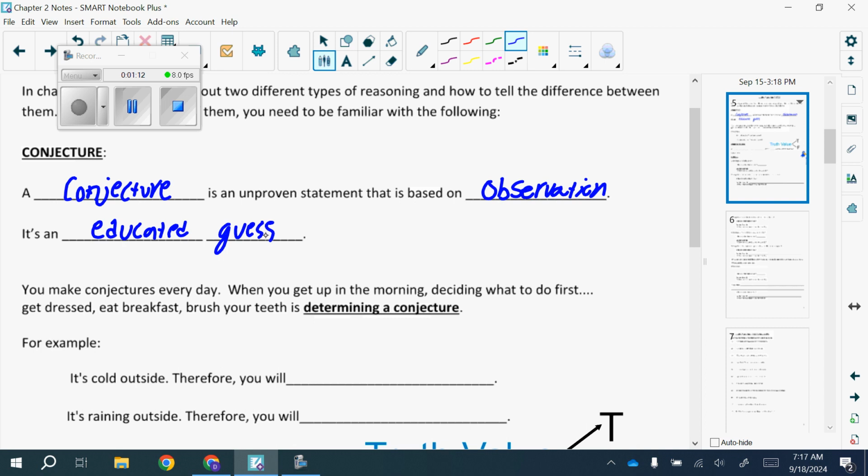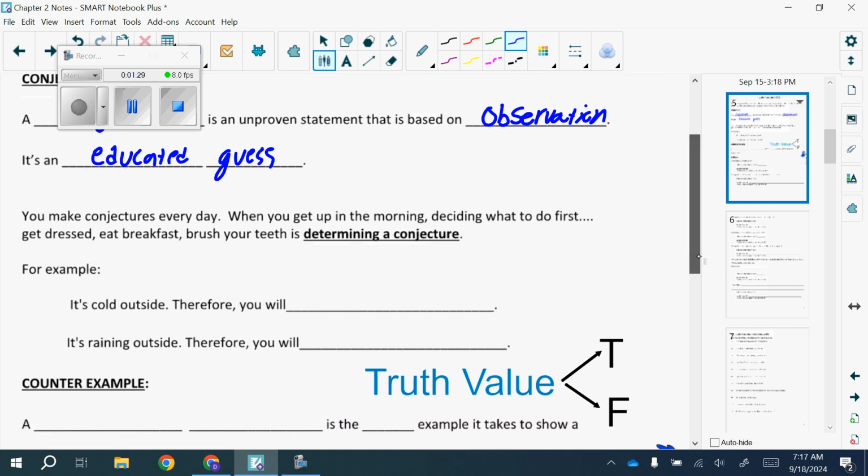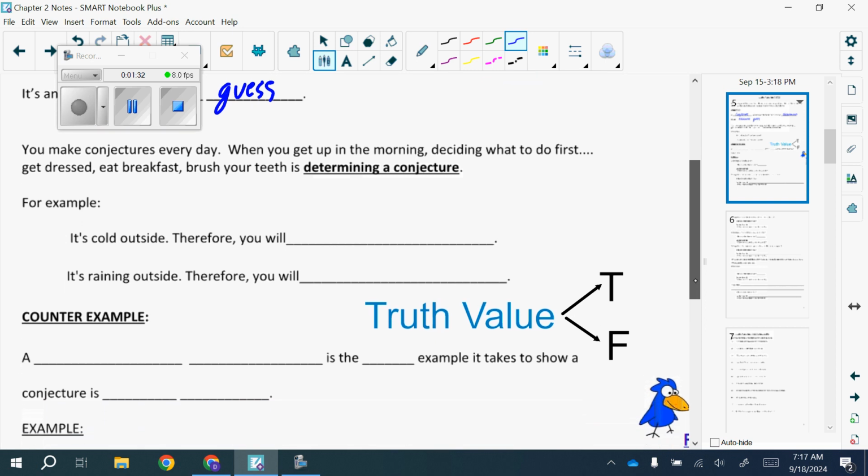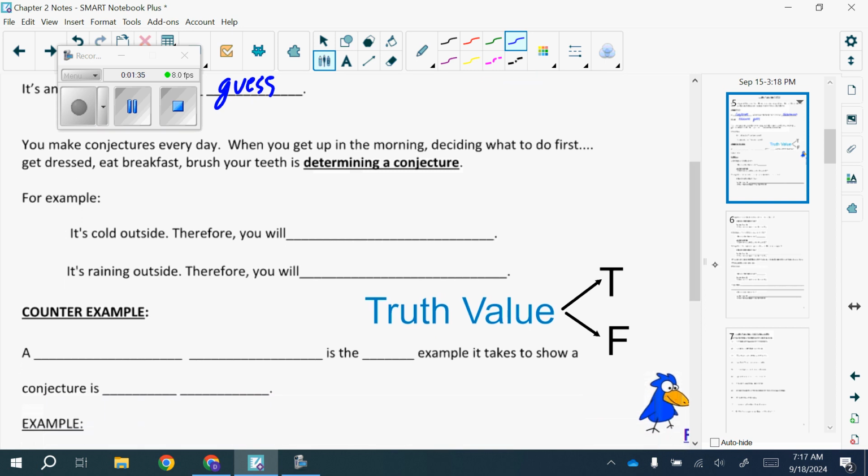And really, we do this every day. Like if you notice someone wearing a football jersey, you might assume that they are an athlete or at least a sports fan. That is a conjecture. So you make conjectures every day when you wake up in the morning, deciding on what to do first, get dressed, eat breakfast, brush your teeth, is all determining a conjecture. For example, it's cold outside, therefore you will wear a sweater. You can also look at it's raining outside, therefore you will bring an umbrella. Most of us are probably bad about that.